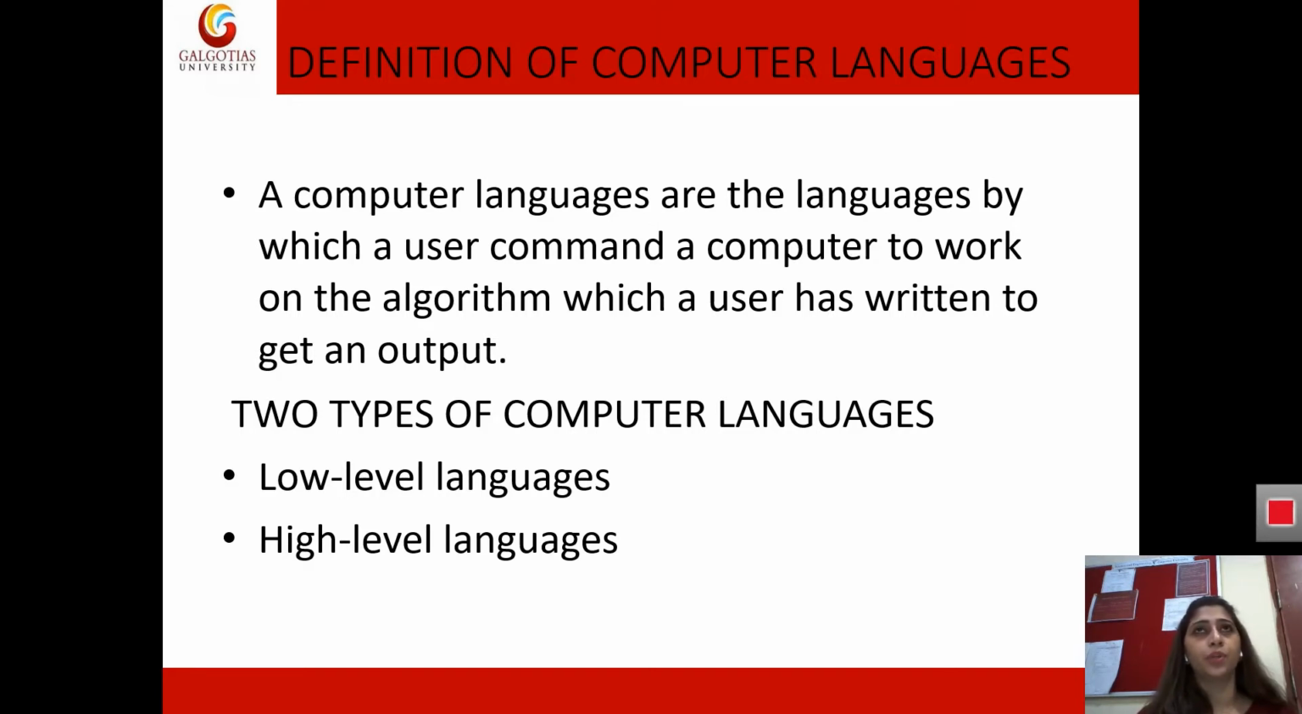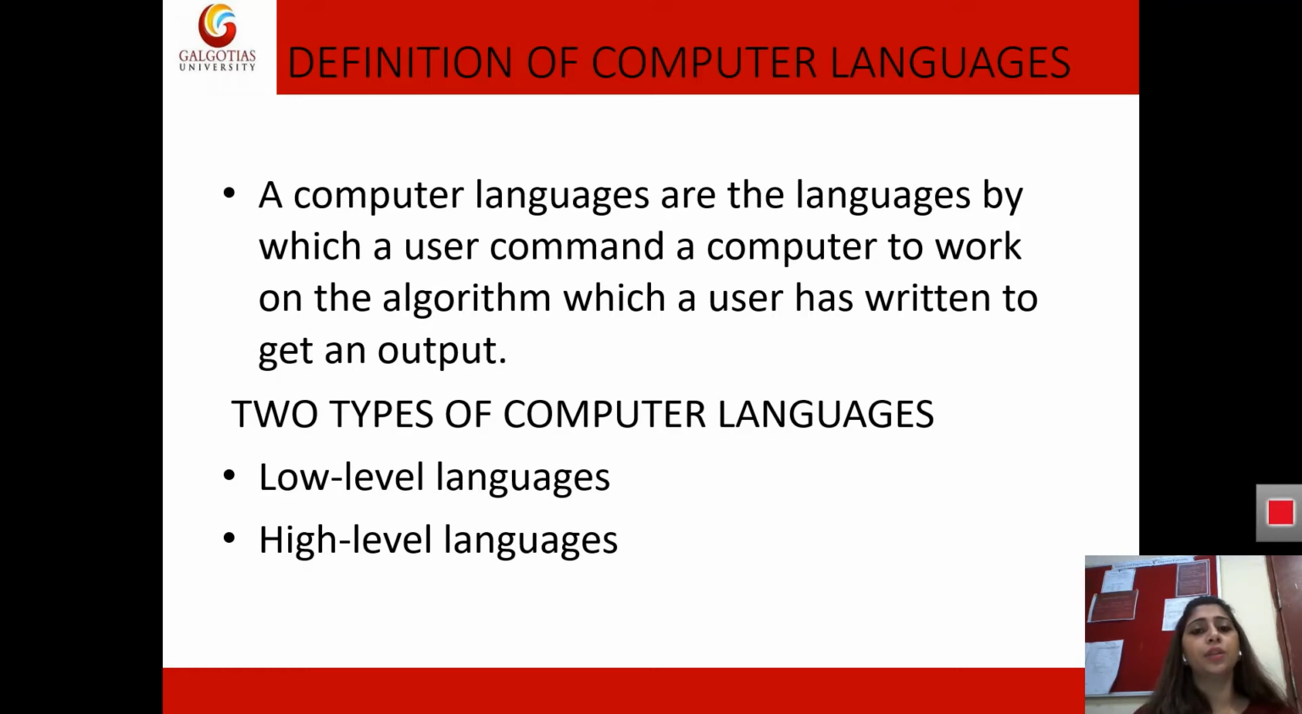To get the output, to interact with the computer, we have to provide two things. We have to provide the data on which the user wants the processing done, and the second thing we give the computer is the instruction set. That set of instructions is given in the languages through which we interact with the system.